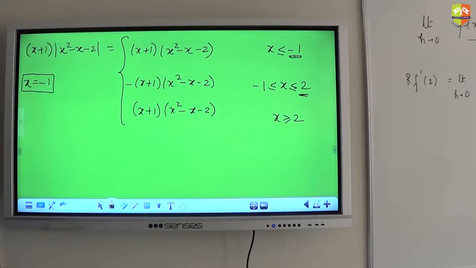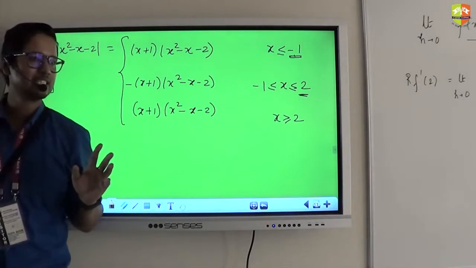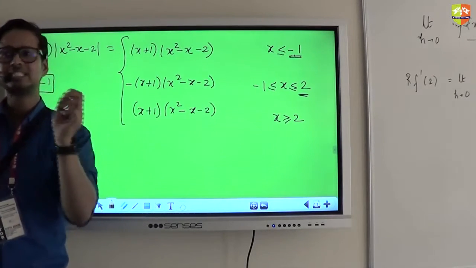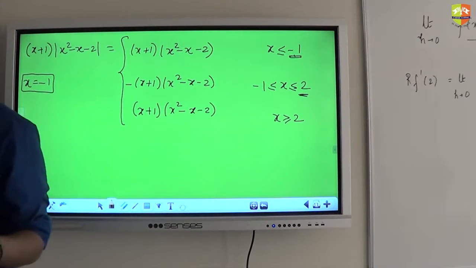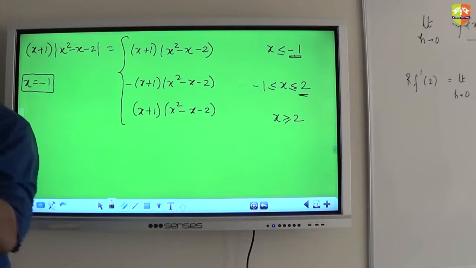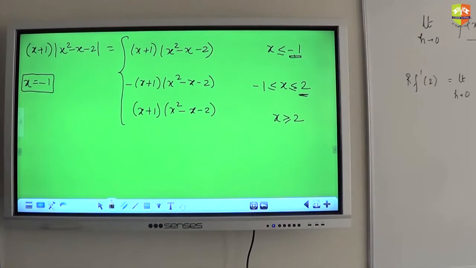So now, welcome to the JEE world. Welcome to the competitive exam world. In school only you will do your first principle test. When you are actually solving it in CET or MHT-CET or JEE Mains, whatever exams we are preparing for, we will do a shortcut. What is the shortcut? If I have to find the left hand derivative at minus 1, just differentiate the function which is left of minus 1 and put minus 1.